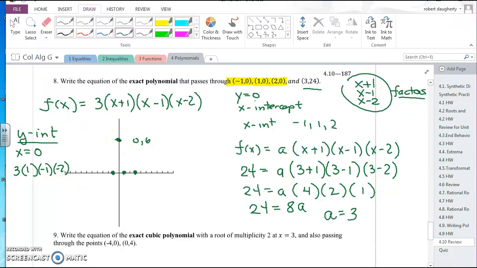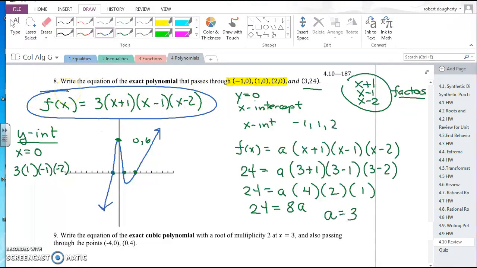This is a third-degree polynomial and has a positive leading coefficient. So what this guy does is it goes up here, down, and it goes up like that. Okay. So this is the equation for that polynomial.